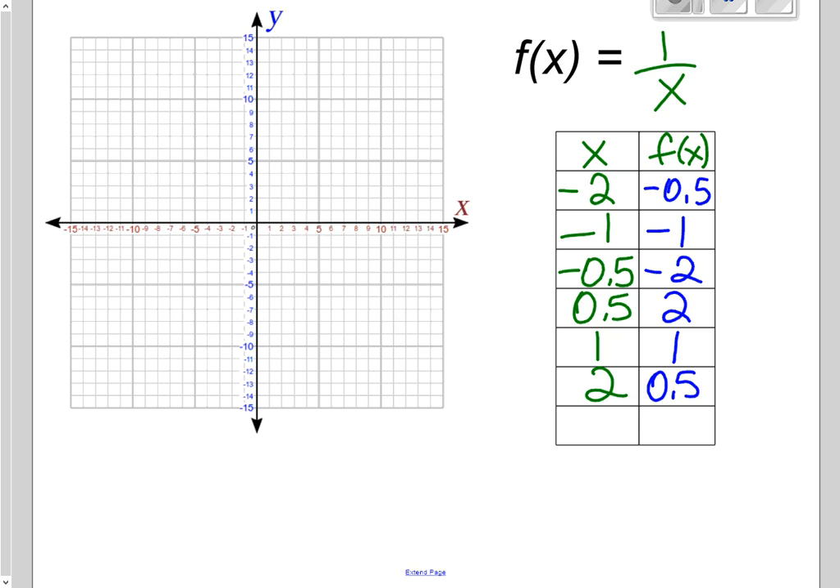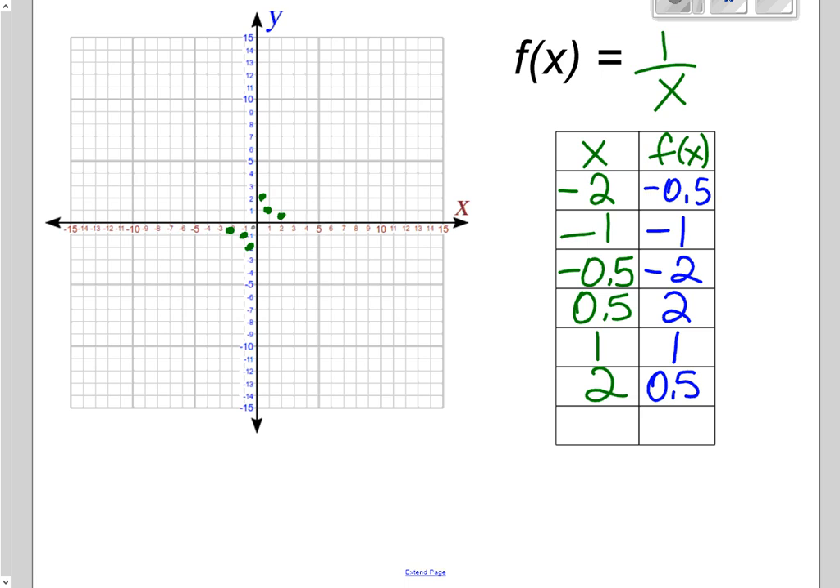So -2, -0.5, -1. Oops, I'm way off on that. I apologize. -2, -0.5, it's underneath. -1 and -1. And -0.5 and 2. All right, and then 0.5 and 2, 1 and 1, and 2 and 0.5.